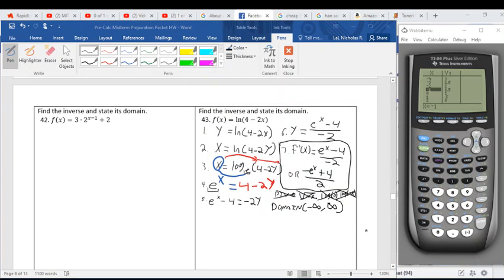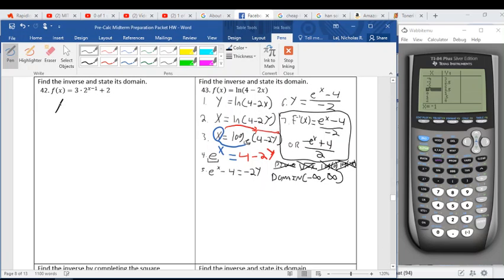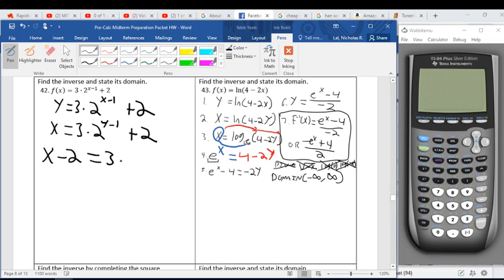42, find the inverse and state the domain. So y is equal to 3 times 2 to the x minus 1, plus 2. x is equal to 3 times 2 to the y minus 1, plus 2. x minus 2 is equal to 3 times 2 to the y minus 1. x minus 2 divided by 3 is equal to 2 to the y minus 1.